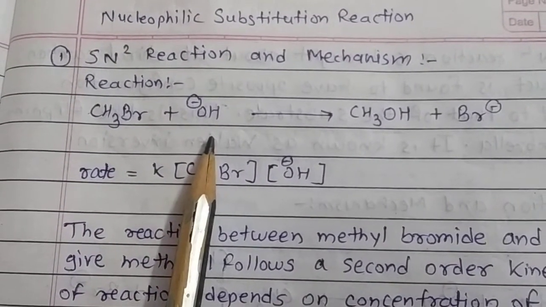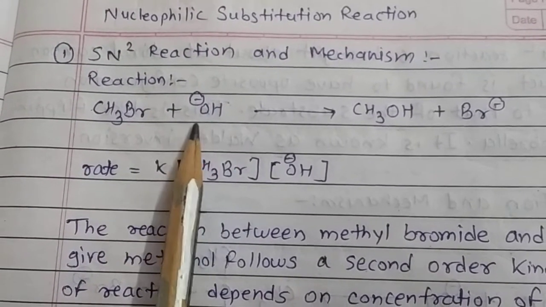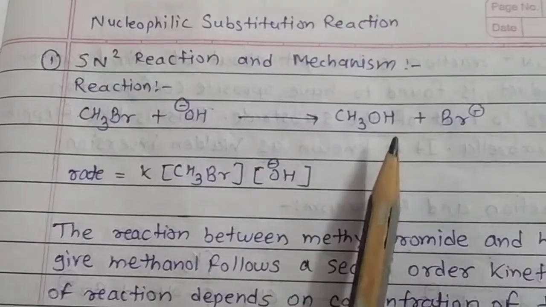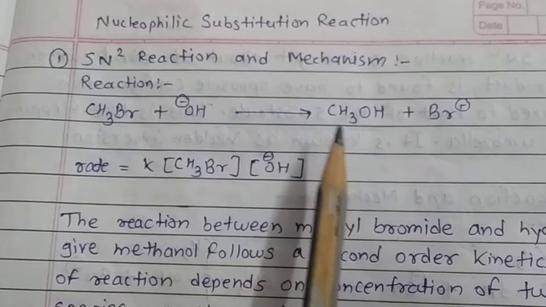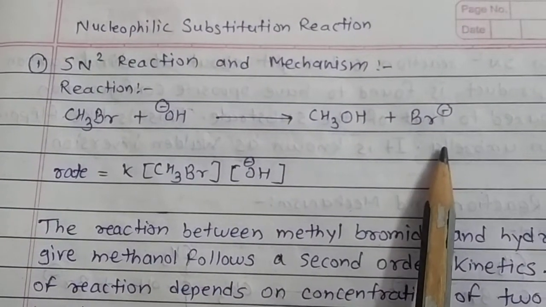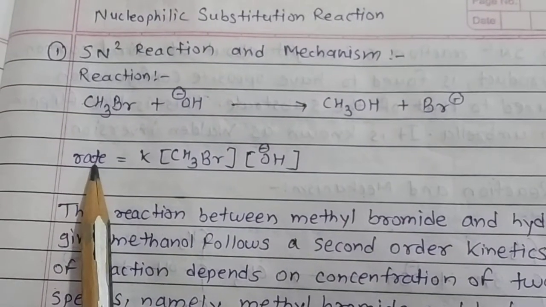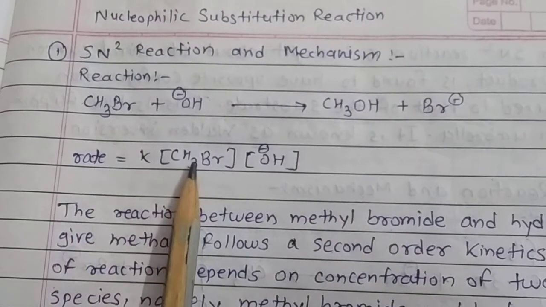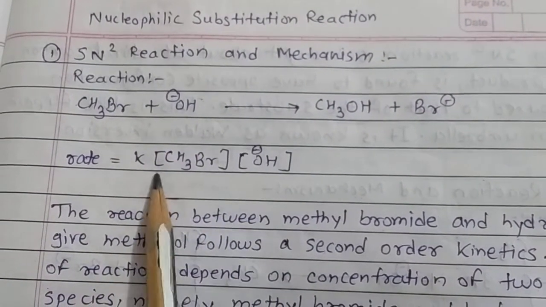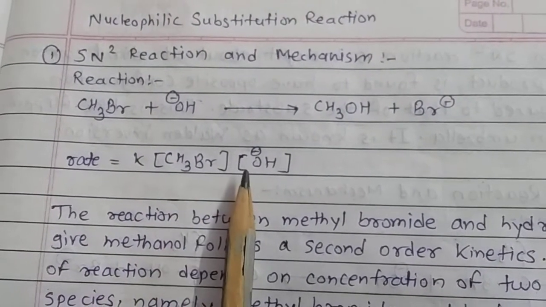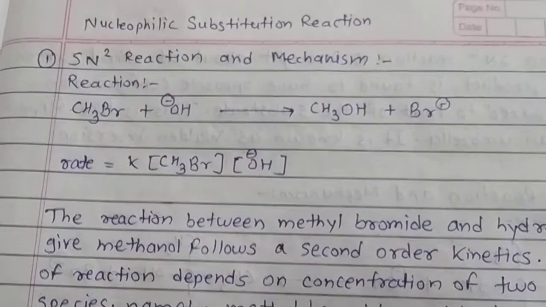When it is treated with a strong base like NaOH or KOH, OH minus is taken from it and it will give methanol. So bromine goes out and OH comes in, so substitution happens and the byproduct is Br minus. Here if we see kinetics, the rate of reaction depends upon both the reactants, bromomethane as well as OH minus. Therefore this is an example of SN2 reaction. The 2 is for second order kinetics.